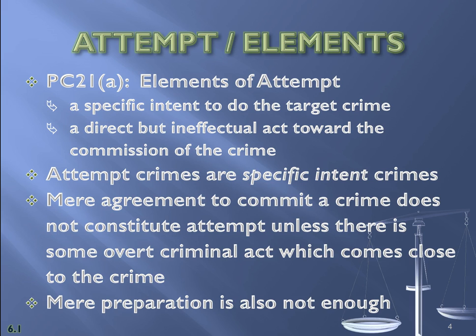So a little bit of review for us, because that's always good before we move on. The elements of attempt. We know what attempt is. So the elements, again, specific intent. You have to have that requisite intent to do the target crime. A direct but ineffectual act towards the commission of that crime. Remember, attempt crimes are specific intent crimes. They all are. Mere agreement to commit a crime does not constitute attempt unless there is some overt criminal act which comes close to the crime. And finally, mere preparation really isn't enough. So just preparing for something like that really is not enough.